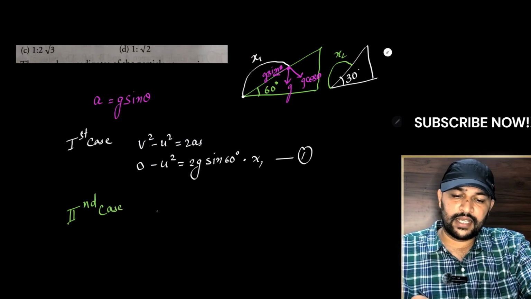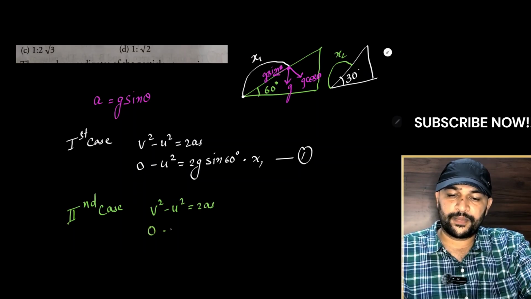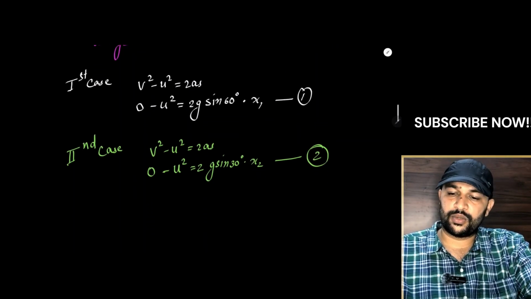In the second case, we have again using the same equation v square minus u square equal to 2as. V is again 0, u again the same velocity as per the problem, 2g sin 30 degree, right. And this time the distance travelled is x2, correct. This is our equation number 2.